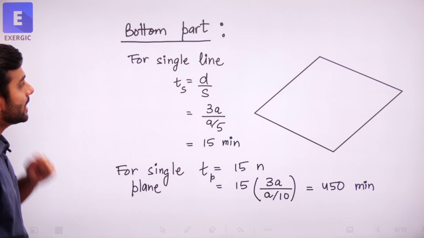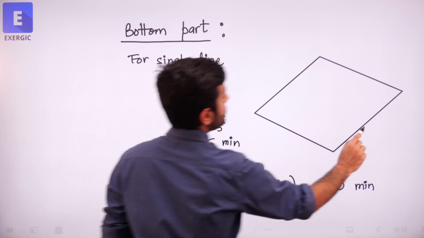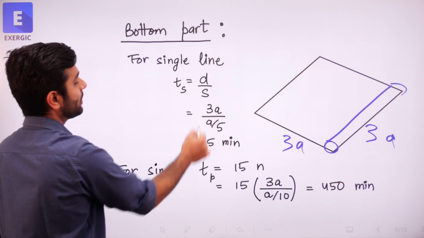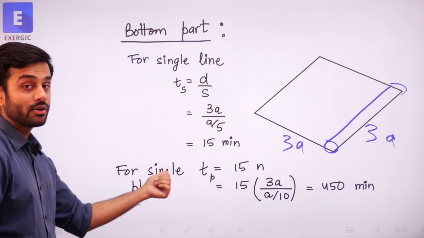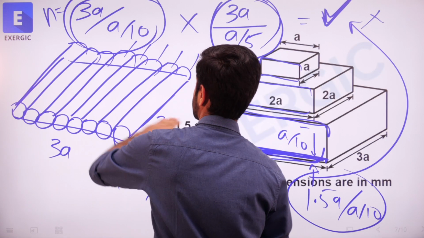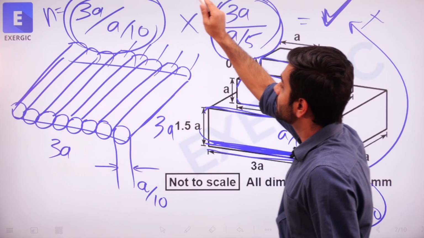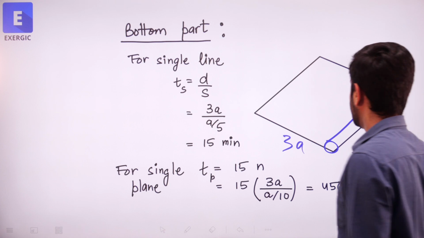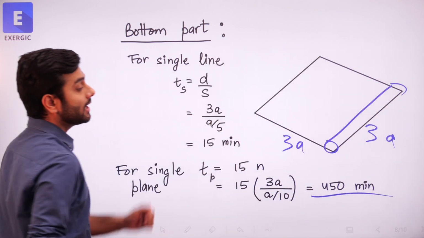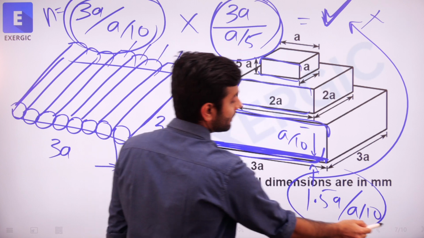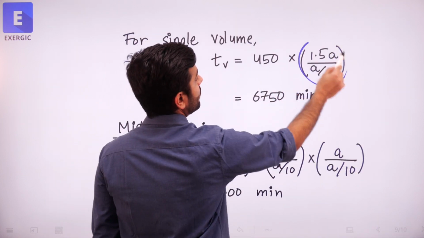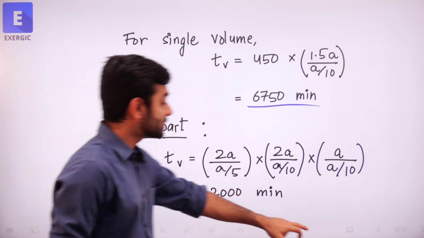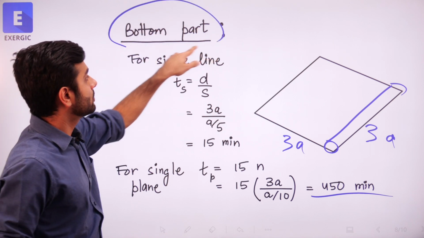Here, I have shown you that for a single line, distance by speed, distance was 3a, correct? Speed was a by 5. It will become 15 minutes. And total time for a single plane is 3a divided by a by 10, multiplied by 15, which gives you 450 minutes. And how many such layers would be required? That I told you as 1.5a divided by a by 10. So you multiply that, and you will get 6,750 minutes. That's for which part? For the bottom part, right?